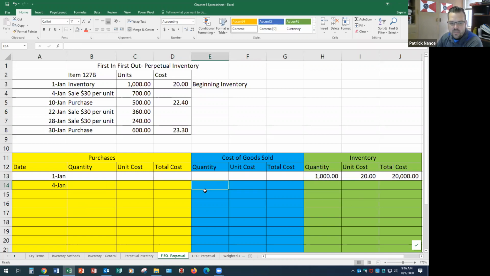So my cost of goods sold here, I sold 700 units. My unit cost, I only have one set of inventory, so it's $20. It's what I paid for the inventory that I have. So my total cost is 700 times 20, or $14,000. Now what this column over here represents is the running total of what's in my inventory.